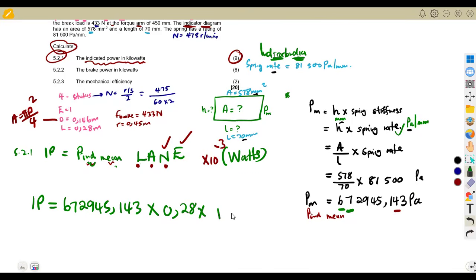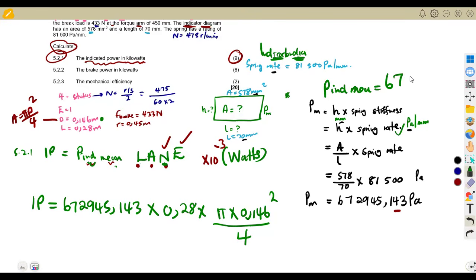So it's going to be pi times d squared, the diameter, that is the bore, in this case our diameter, which is 0.146 squared, everything over 4, times N. N is affected by the number of strokes. It's a 4-stroke. So for a 4-stroke, let me just write it here, guys. P indicated mean is equal to 6, 7, 2, 9, 4, 5, 1, 4, 3.